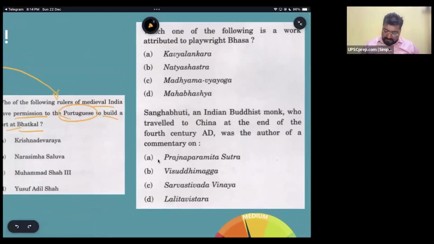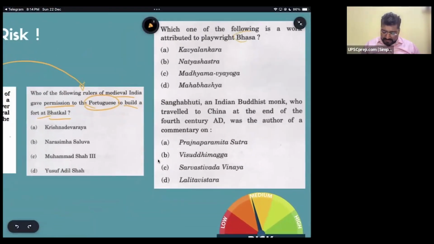Which one of the following is the work attributed to the playwright Bhasa? Again, it was in the news, but suppose any one of you might not have read that news. It's a very factual question. If you know, it's fine. If you don't know, do not attempt that particular question. Very factual. Sanghabhuti, again, an Indian Buddhist monk who traveled to China, and the work associated with it. If you know, it's fine. Nahi pata, leave that particular question.